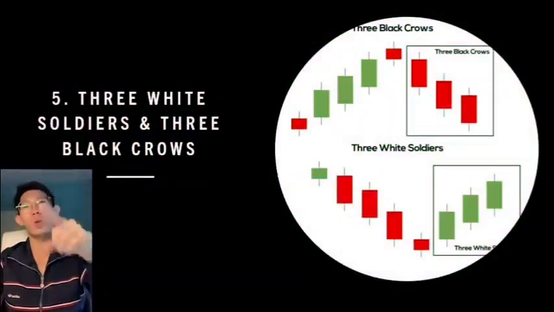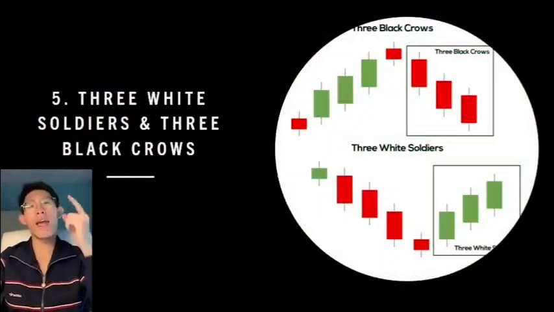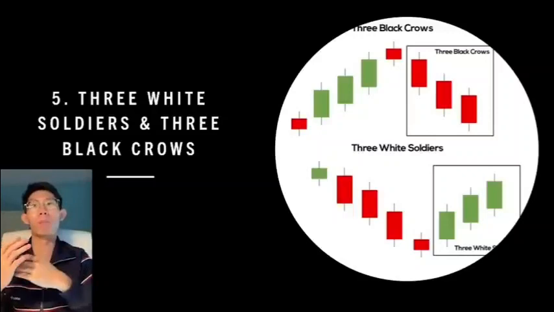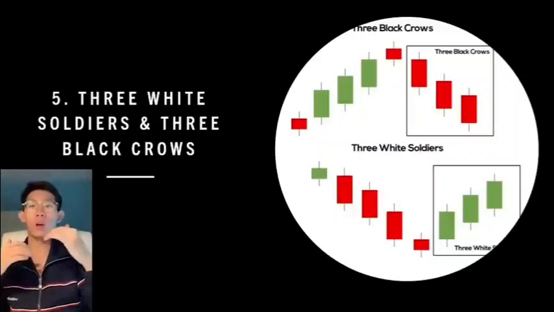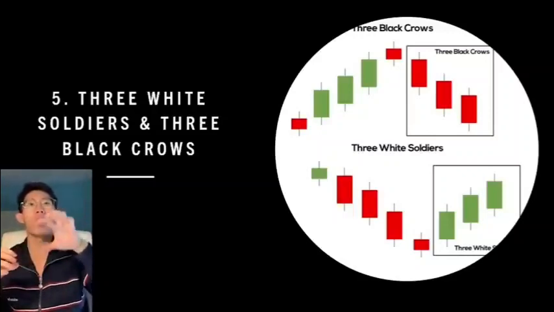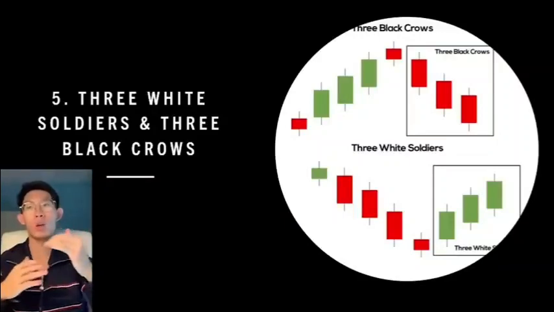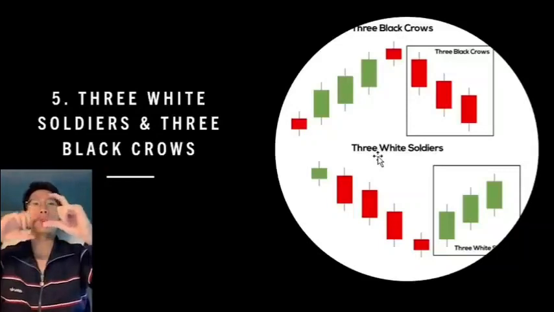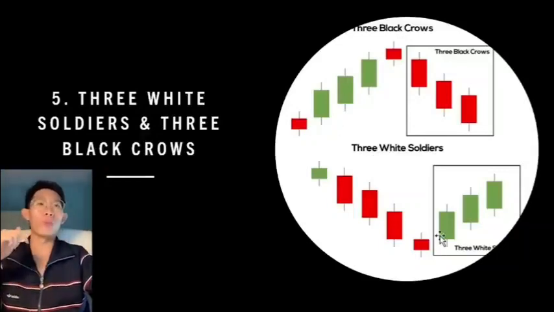Last but not least, we have the 3 white soldiers and the 3 black crows. The 3 white soldiers is a bullish reversal pattern that consists of 3 consecutive green bodies, each with a higher close. So you can see how over here, the 3 white soldiers, each one closes at a higher price compared to the previous one, right? Like you see this one closes higher than this one.